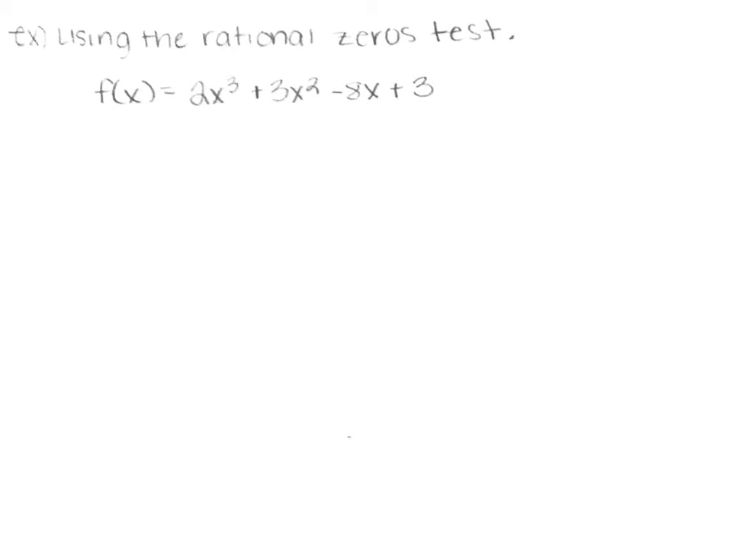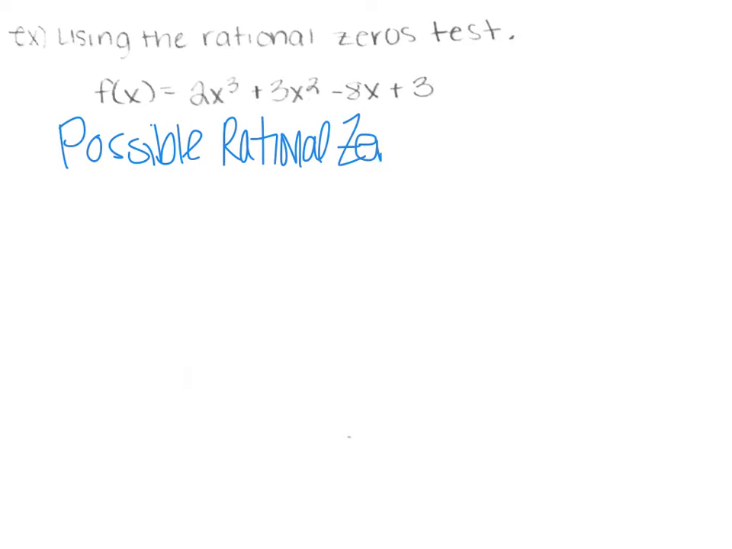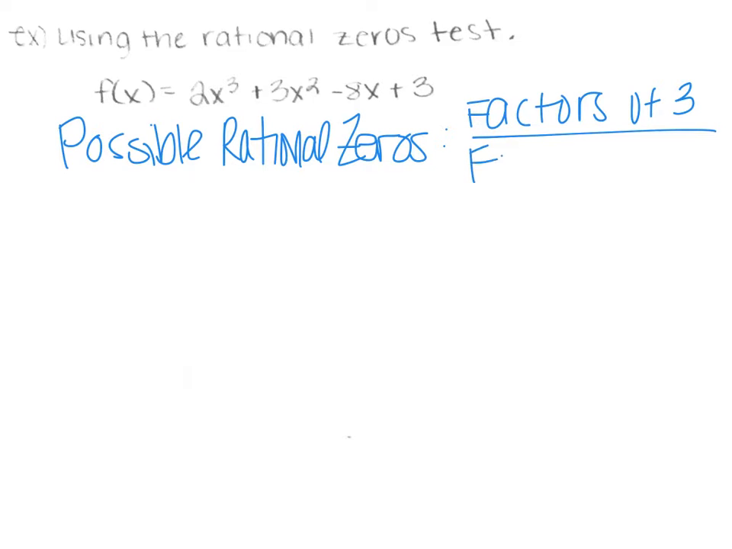All right, so here we're going to do a rational zeros test. So we can determine that the possible rational zeros are your factors of 3 over your factors of 2, because 2 is your leading coefficient.